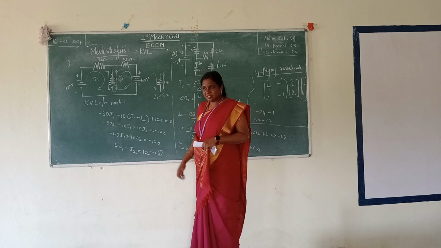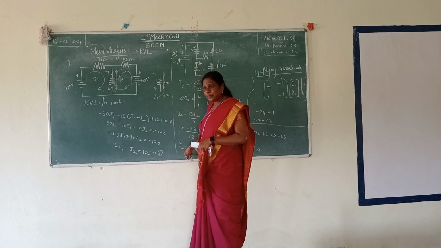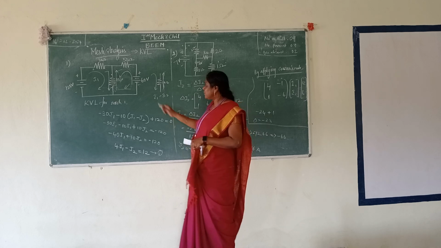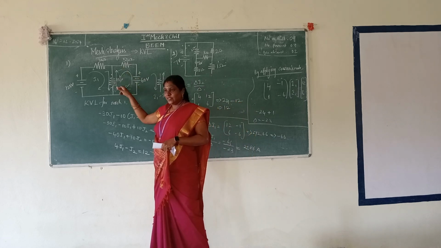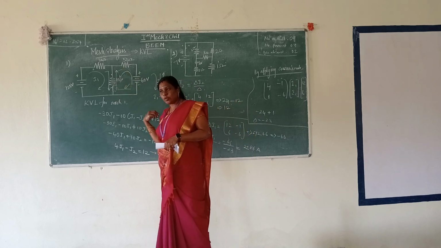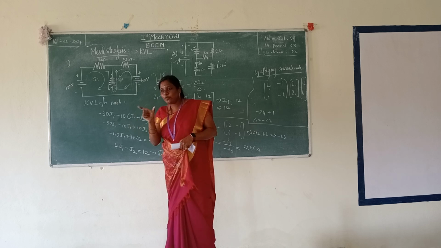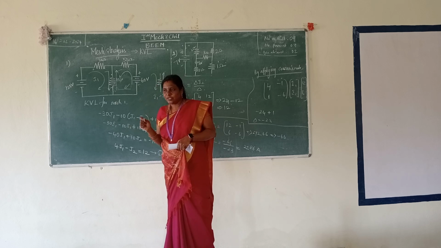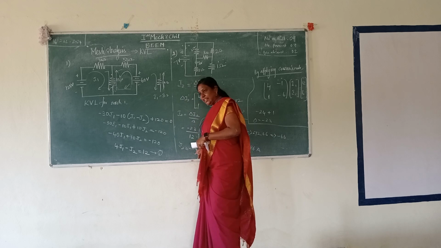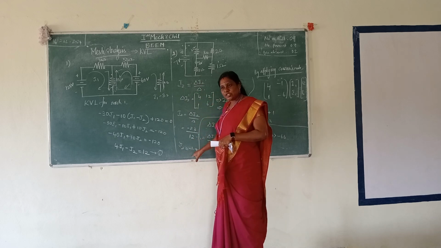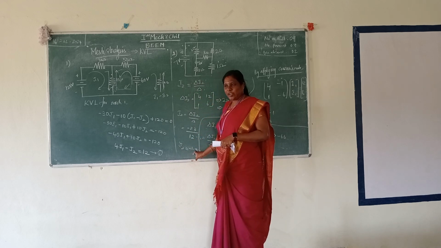Do you understand why I am getting a negative number for I2? I2 must flow in this direction. We assumed the opposite direction, which is why we get a minus. But the value will be the same, only the sign will be different. You cannot write I2 equal to the negative value like this. You should write I2 is equal to plus 1.91.